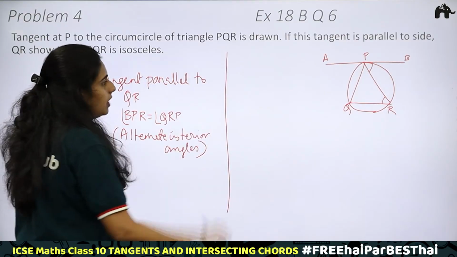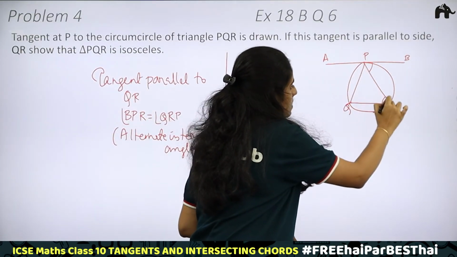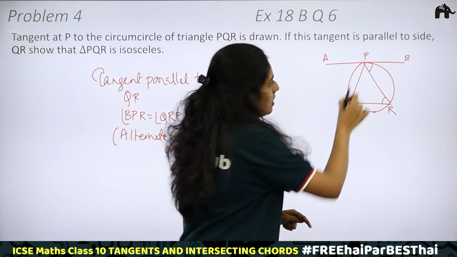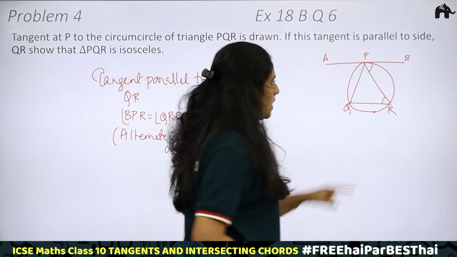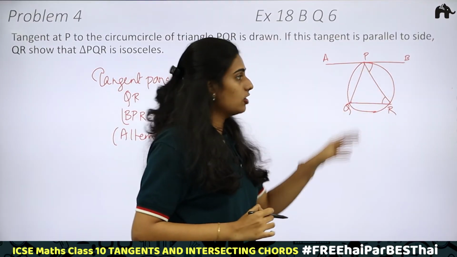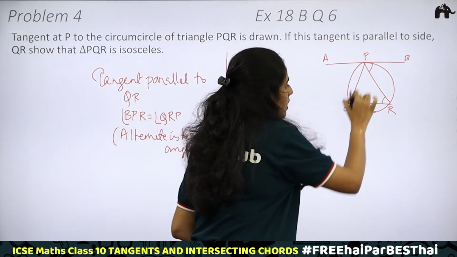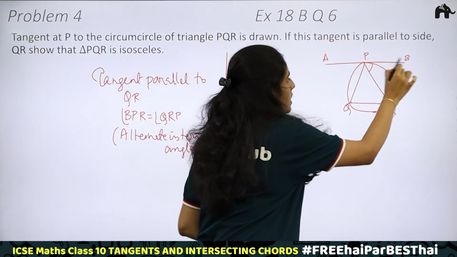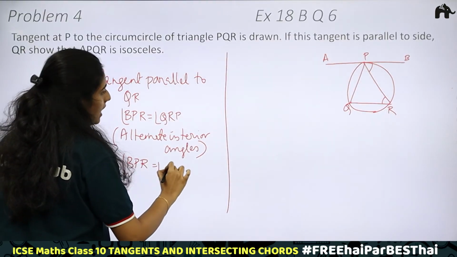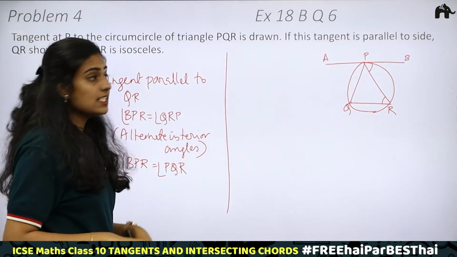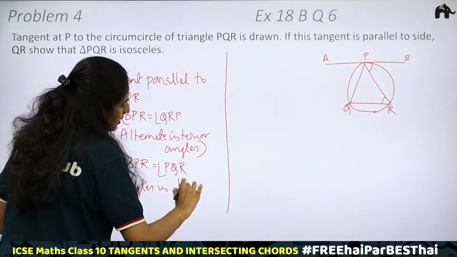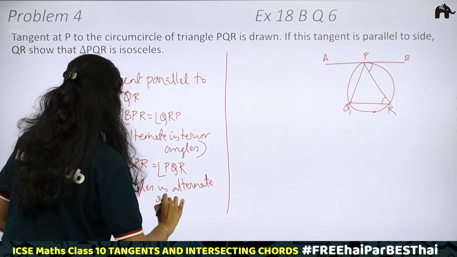Now, when you take this chord PR, PR is a chord of the circle. Between this chord and the tangent, an angle is made, which is BPR. The same chord on the other segment, the alternate segment, subtends an angle PQR. Therefore, angle BPR will be equal to angle PQR. That is angles in alternate segments.